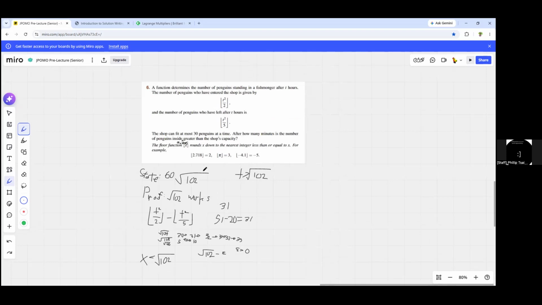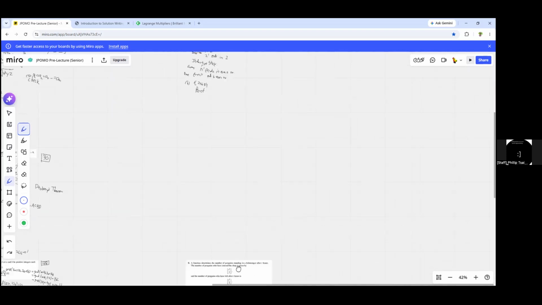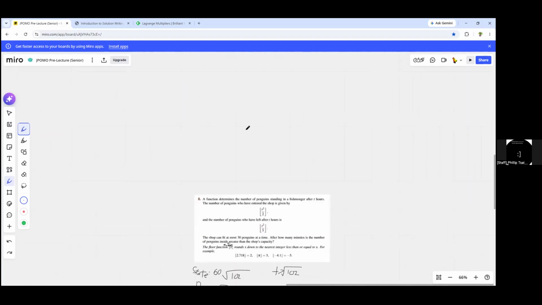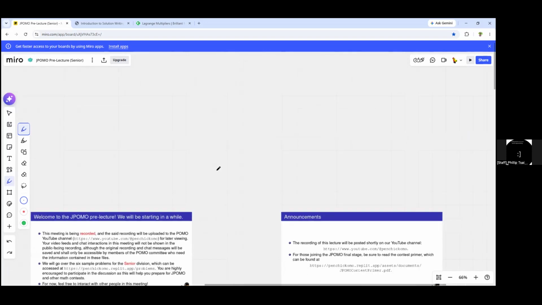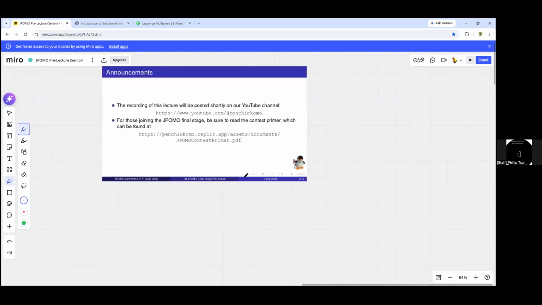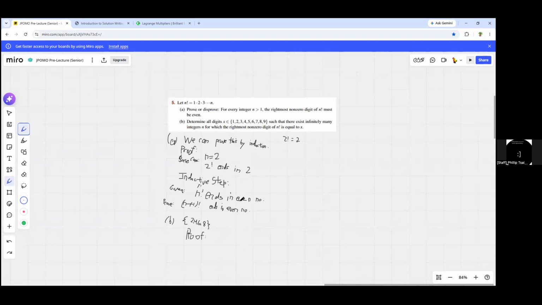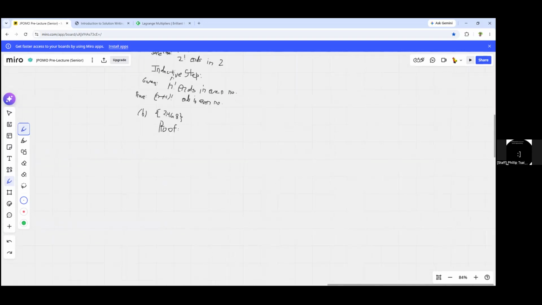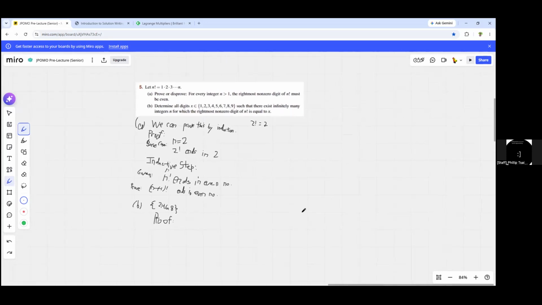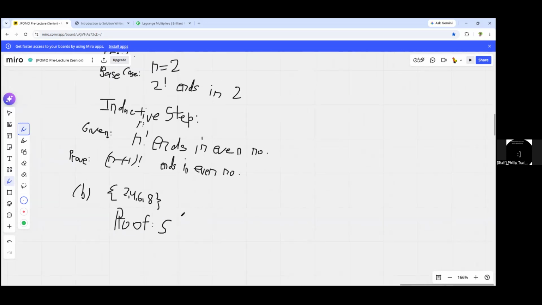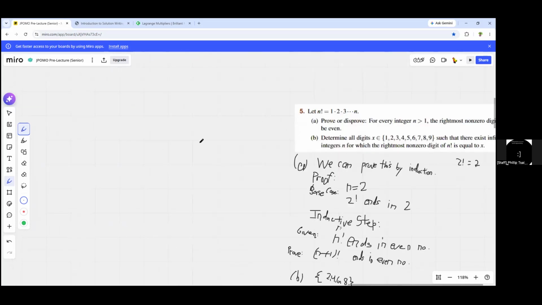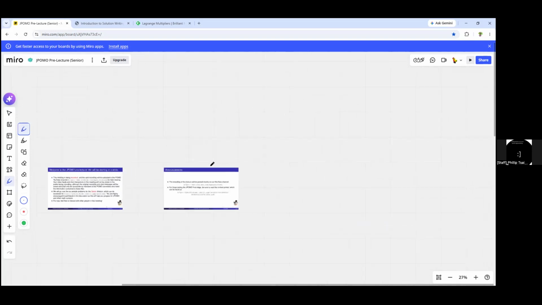It's not the actual solution itself, just an outline because we have no more time. So yeah. Does anybody have any questions before we close? We'll end by 9 o'clock.